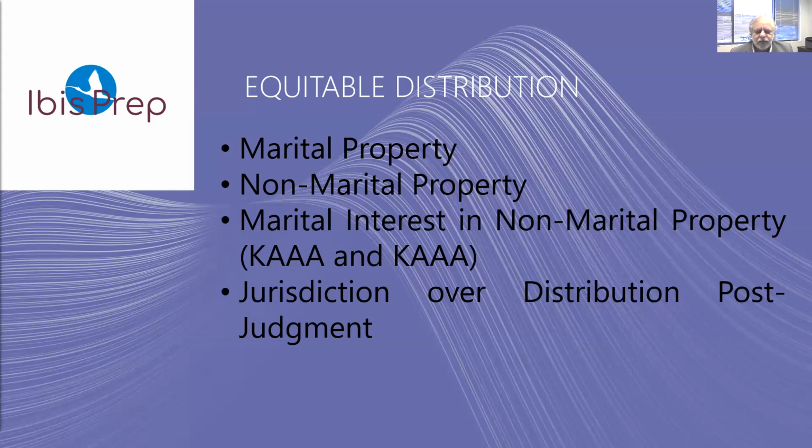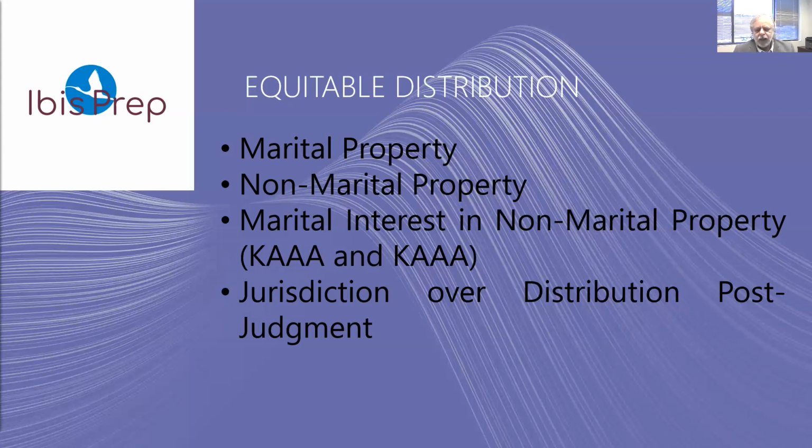So if I have an individual bank account that I've never commingled, and then I take half of my individual money and I put it into our joint account, that money is now marital property, even if I take it out later and put it back into an individual account. It loses its non-marital component.